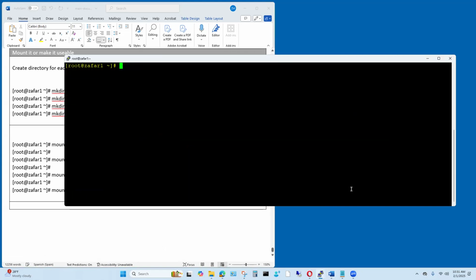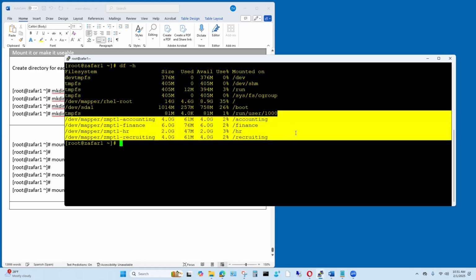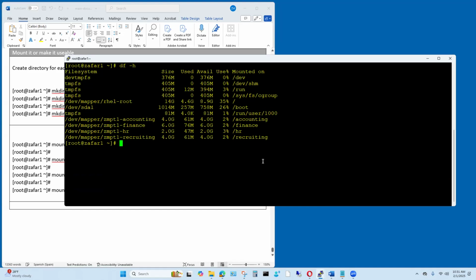Now, if you do clear and if you do df -h, there you go. That's a piece of beauty right there. You have all your file systems mounted in there.